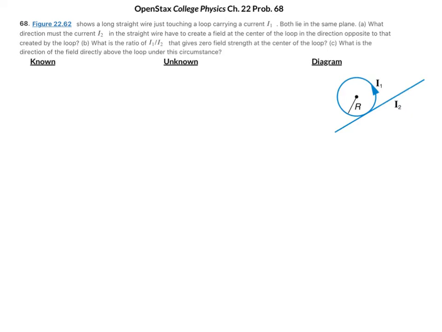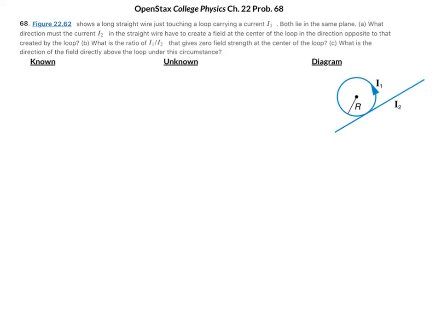So we don't know any values. We don't have any values for anything here, so I can't really write anything in my notes. But I have this current I1 going through this loop. I have a current going through this wire either in this direction or in the opposite direction, and we have to figure that direction out. So I'm not going to write anything out in the knowns. I will just write my unknowns.